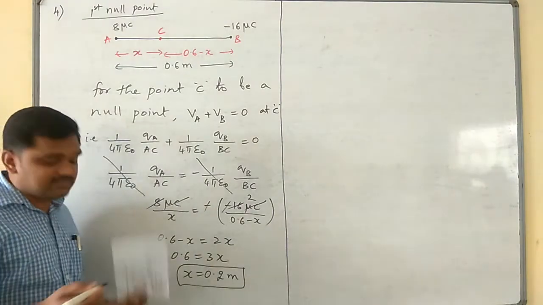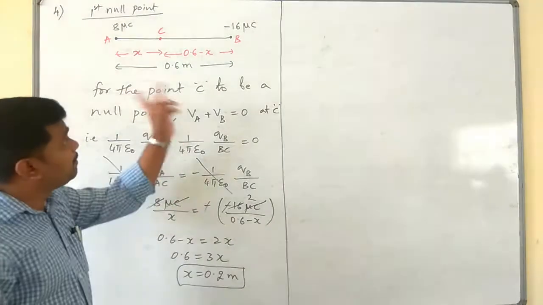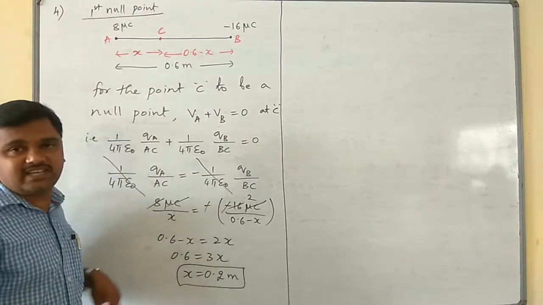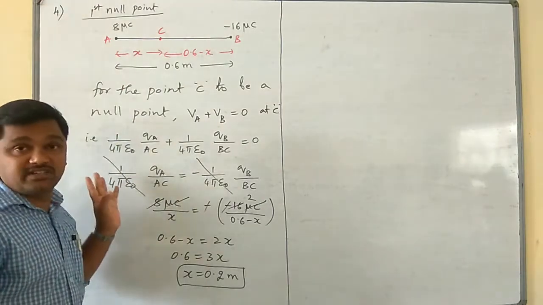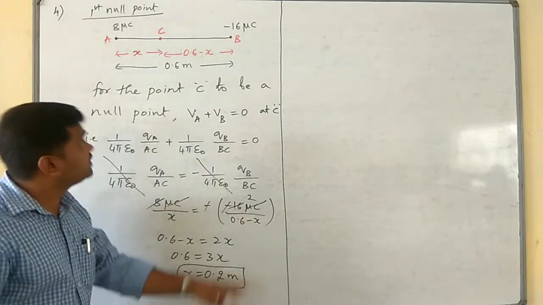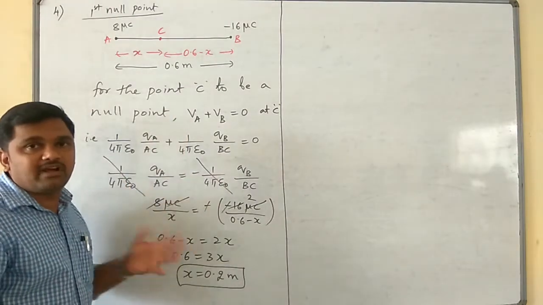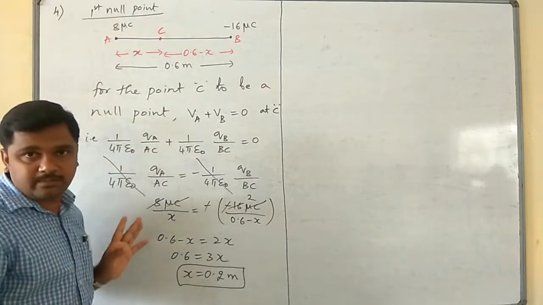So this is the distance of the first null point which lies between the two charges on the line joining them. I have measured the x from point A. If you write the diagram, there is no need to write here that it is from 8 microcoulomb. You will be on the safer side if you write the diagram.